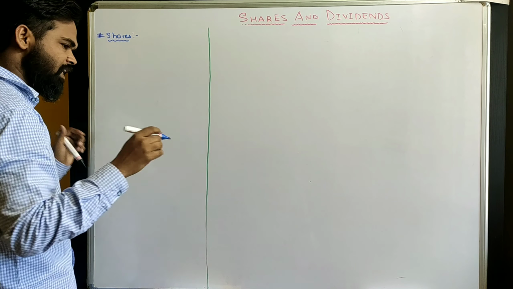Am I clear? Now look, the value of each part was rupees 100. This rupees 100 is known as the nominal value, or the par value, or we can say the face value. So what do you mean by nominal value or par value? I am using short form, okay? Or the face value? The original value of the share is known as the nominal value.